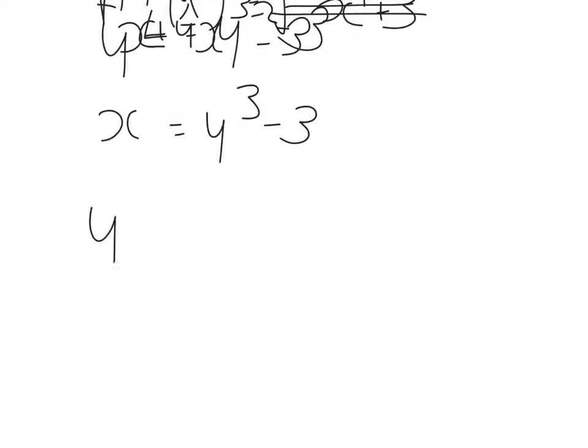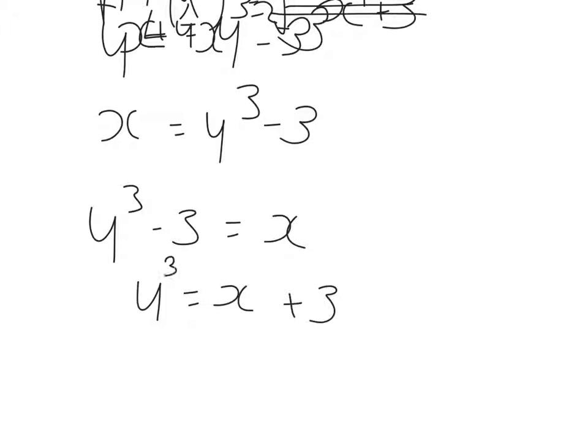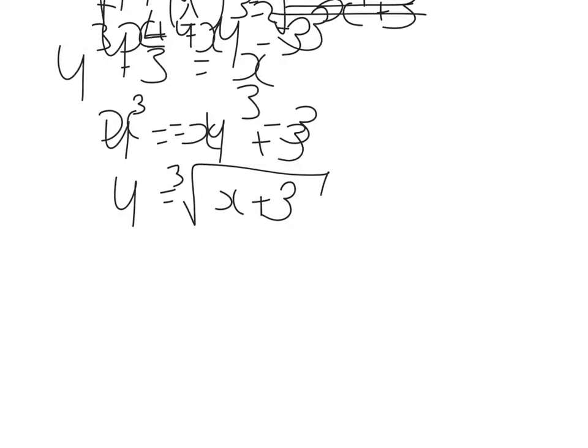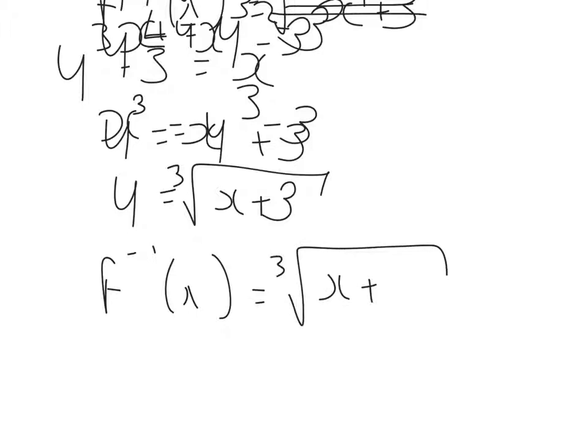So y cubed minus 3 is equal to x. y cubed is equal to x plus 3. And then y is equal to the cube root of x plus 3. Reintroduce the functional notation. f to the minus 1 of x is equal to the cube root of x plus 3.